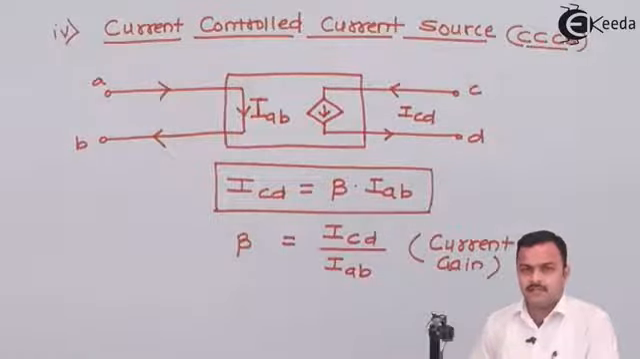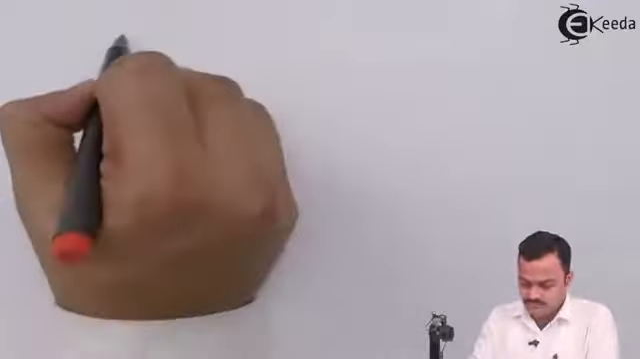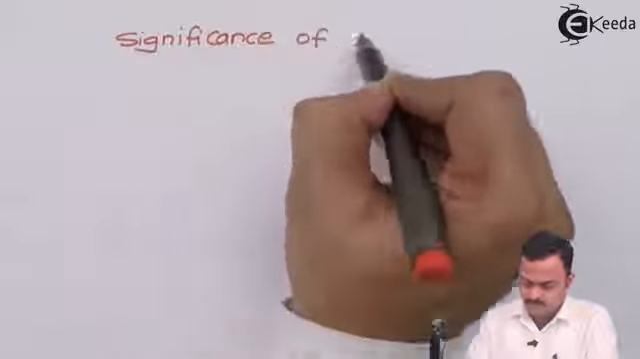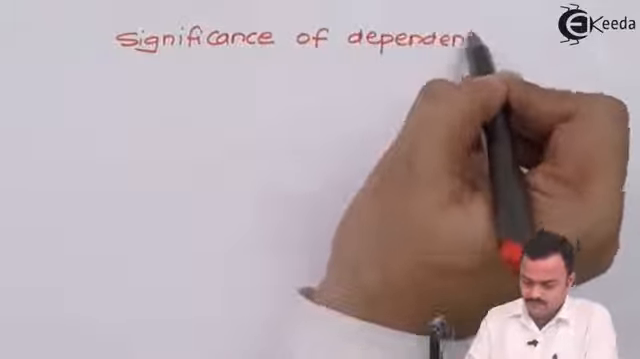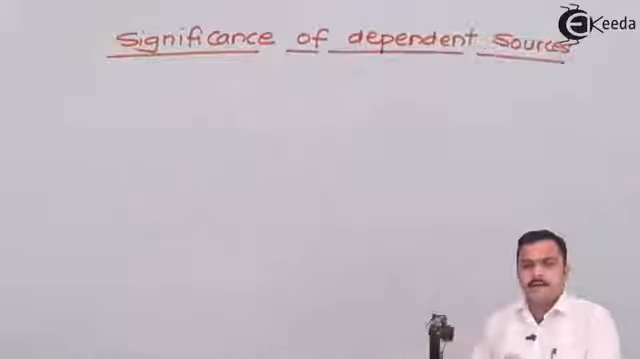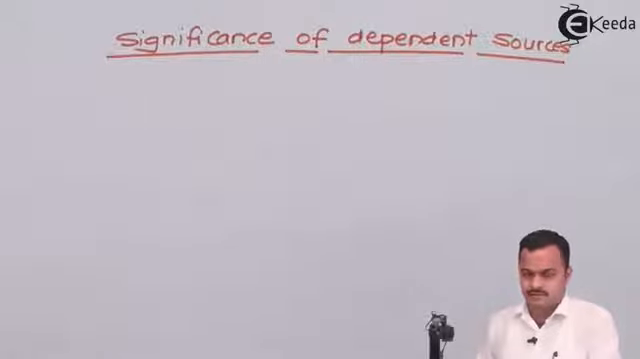So here we have seen that in dependent sources we have four types, depending upon which quantity is being controlled by which quantity. Let's go ahead with the significance of dependent sources. In practice, a dependent source does not exist. So let's list out some important points.